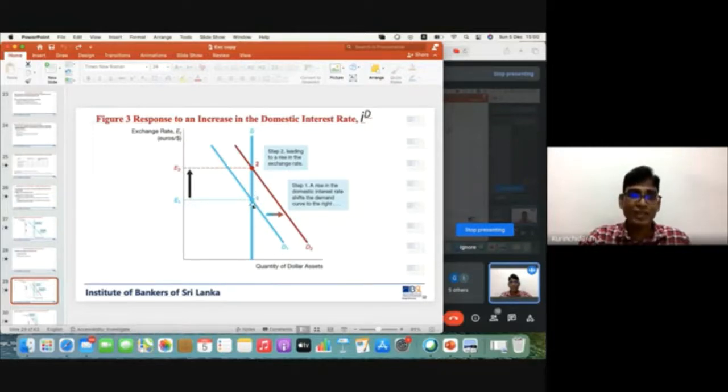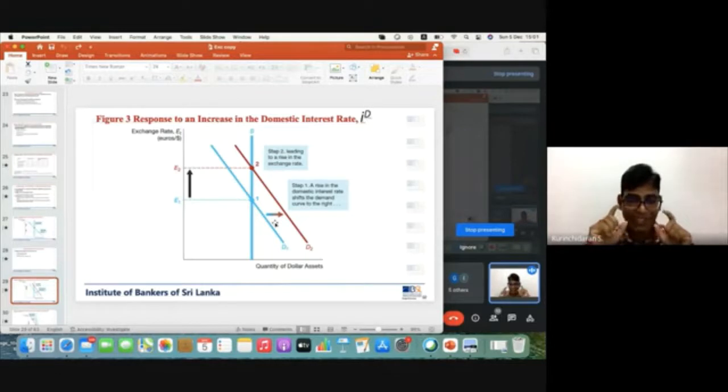When the demand curve shifts outward, that means the government has issued, say, a rupee bond, and everybody is trying to buy it because everybody thinks it's a better interest rate. Then automatically what will happen? The exchange rate appreciates, from E1 to E2. So when the domestic interest rate increases, the demand will increase for the domestic assets, and then your exchange rate will appreciate.